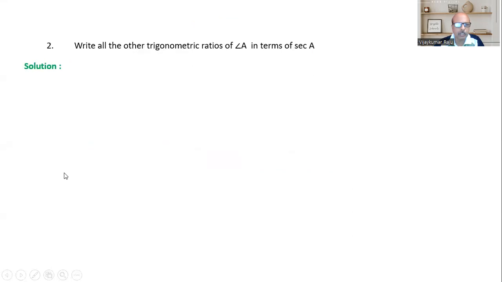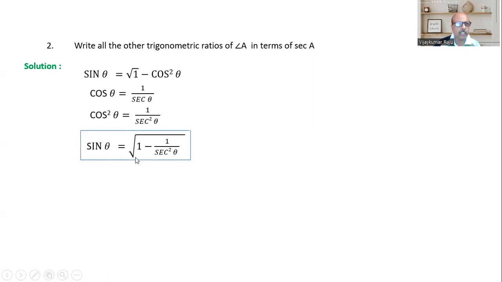Next question, second question. Write all other trigonometric ratios of angle A in terms of sec A. That means all the 6 ratios to be written in terms of secant of an angle. First one, sine. Sine is square root of 1 minus cos square theta. Cos theta is 1 by sec theta. So cos square will be 1 upon sec square. So sine is equal to square root of 1 minus 1 upon sec square theta.